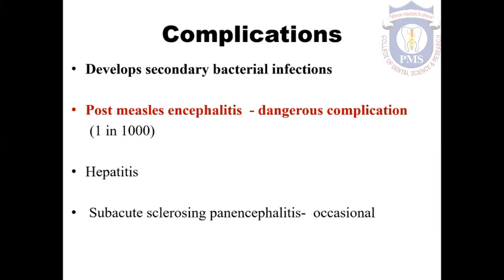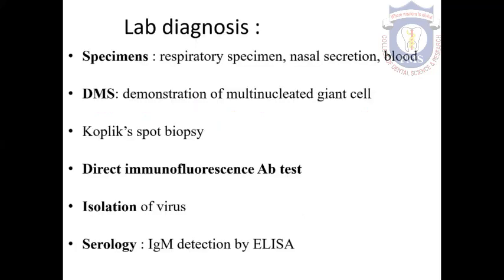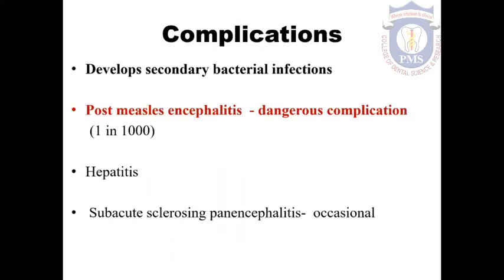Giant cell pneumonitis, acute laryngobronchitis, that is croup, and diarrhea leading to malnutrition are also seen, along with hepatitis, subacute sclerosing panencephalitis, etc. Now, there are certain other complications, that is post-measles encephalomyelitis, measles inclusion body encephalitis, subacute sclerosing panencephalitis, etc. SSPE belongs to group C slow virus infection caused by a defective measles virus.